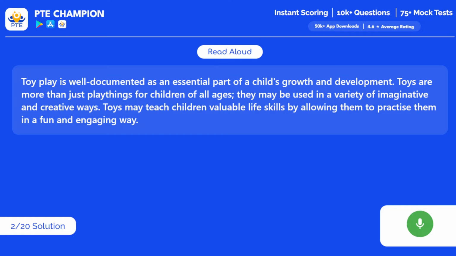Toy play is well documented as an essential part of a child's growth and development. Toys are more than just playthings for children of all ages; they may be used in a variety of imaginative and creative ways. Toys may teach children valuable life skills by allowing them to practice them in a fun and engaging way.